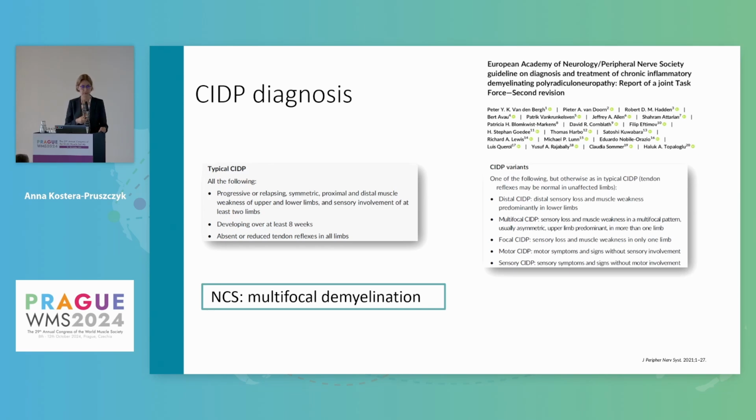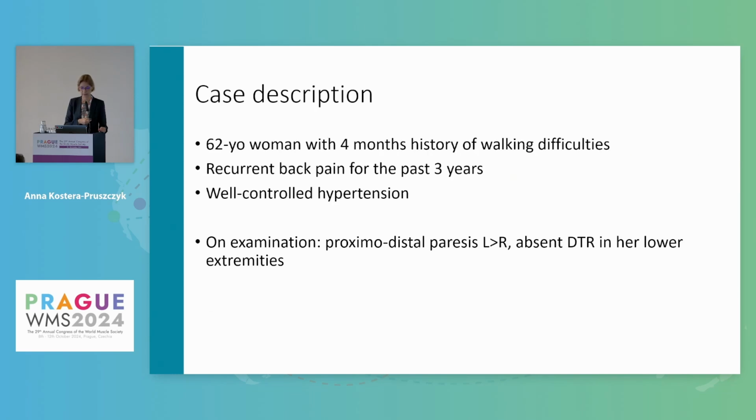Most of the patients would progress over time to a classical symmetric presentation, but with all the variants that have been described so far, ranging from distal CIDP through multifocal pattern that might start with just a single limb, motor CIDP and sensory CIDP, it is really not possible to make the diagnosis without thorough nerve conduction studies where we look for multifocal demyelination.